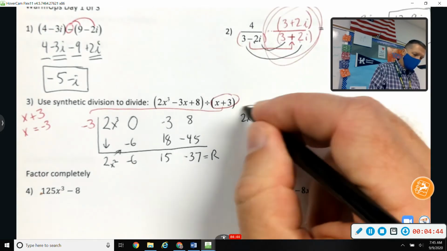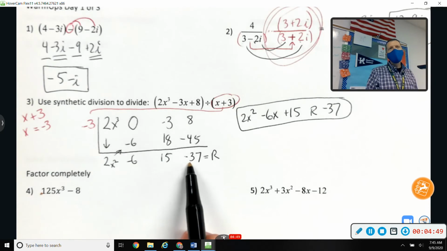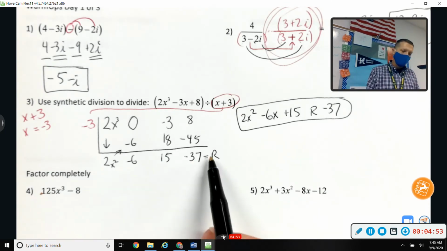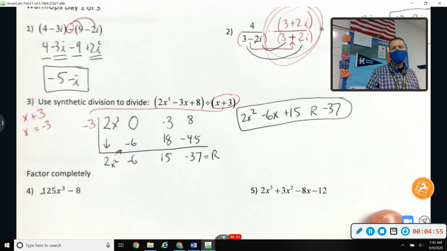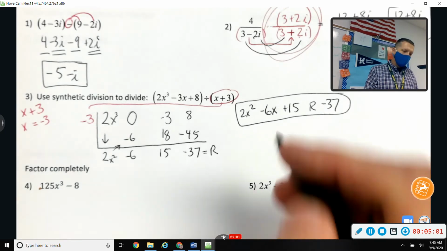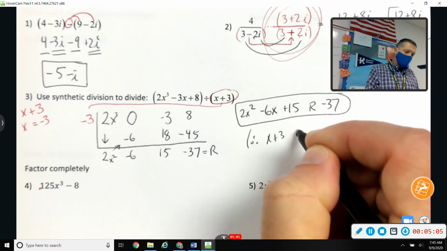So again, make sure you sort of finish the answer. Don't just leave numbers down there. That would be unfortunate, especially if you did it all right, but then didn't write the answer we're looking for. Side note, if the remainder isn't 0, that means x plus 3 is not a factor.